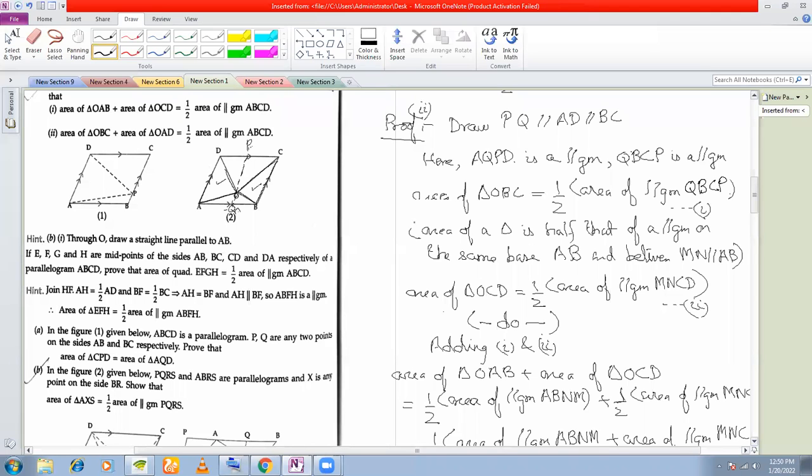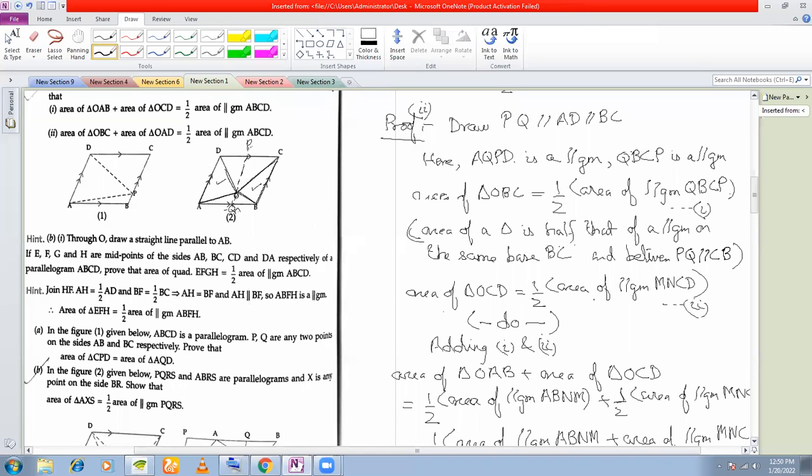And the reason remains the same, that area of a triangle is half the area of a parallelogram on the same base. This time, which one is the base? In case of OBC, BC is the base, right? And between what parallel lines? PQ parallel to CB.